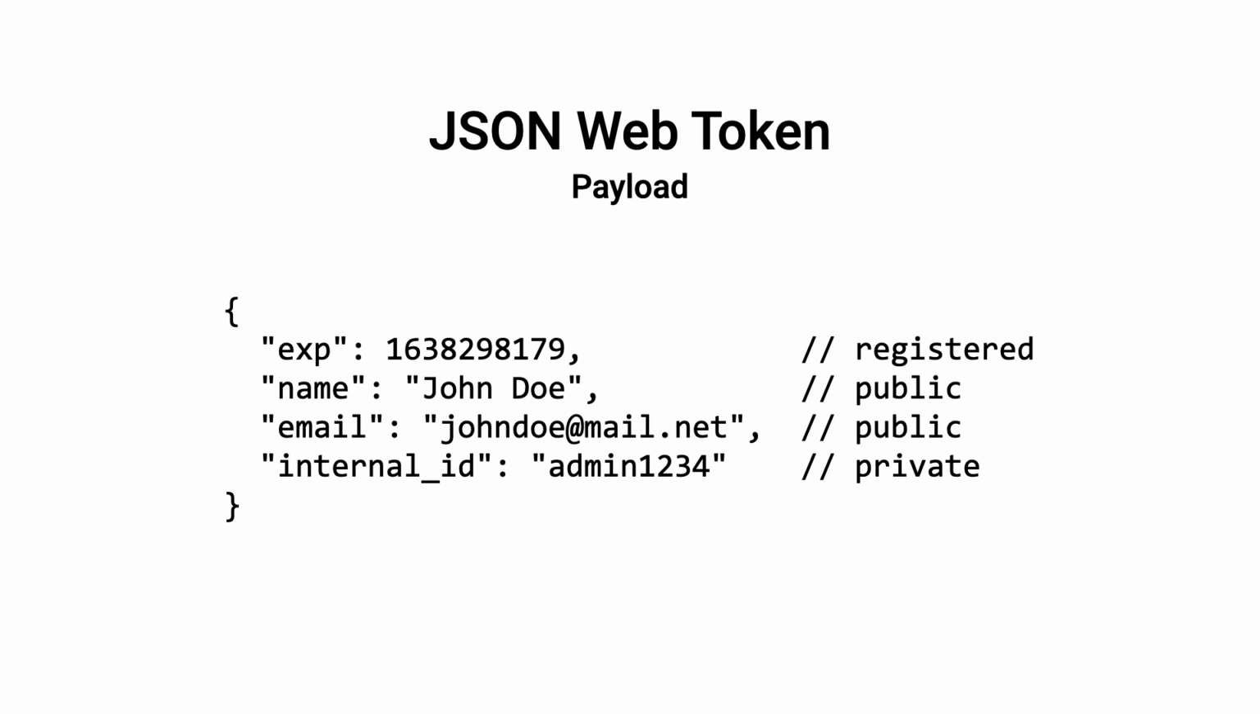Registered claims are non-mandatory predefined claims that can be specified to ensure interoperability with third-party or external applications, such as the issuer of the token or its expiration time. Public claims are usually generic, non-sensitive information, such as a user's full name or email address, and private claims are usually application-specific and sensitive information, such as an internal user identifier.